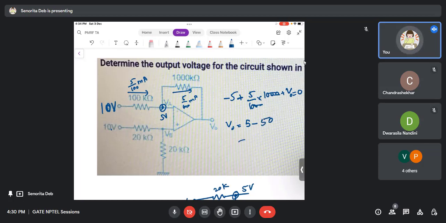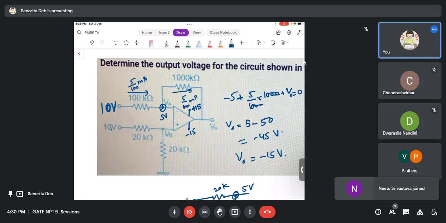But suppose here plus VCC and minus VCC are given as plus 15 and minus 15. Therefore, your answer will be minus 15 volts. Is this clear, or should I repeat? I just told you a second possibility of the problem. Always remember to check the saturation levels, plus VCC and minus VCC of the op amp. If it is given, then you have to be more careful.